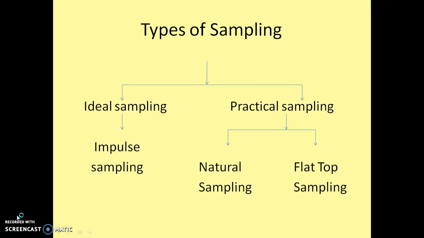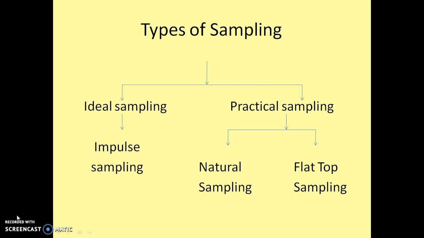So here are the broad categories of sampling. It is basically divided into ideal sampling and practical sampling. The ideal sampling is nothing but impulse sampling, where the input signal is sampled with a sampling clock that is a train of impulses. The name itself suggests it is ideal sampling because an ideal signal is used. The impulses that are practically not realizable are used to sample a signal. Hence it is called impulse sampling.